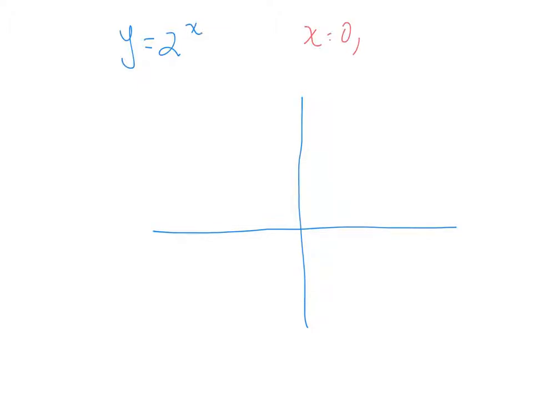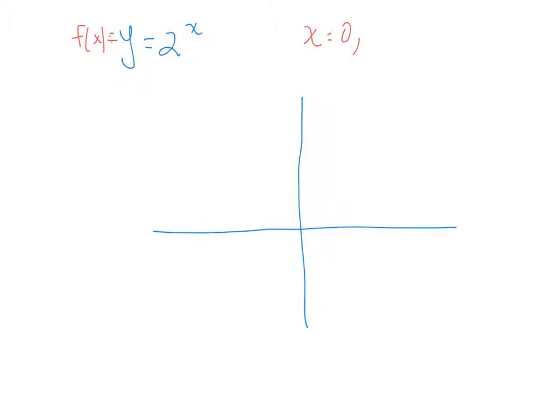Something like y equals 2 to the x is an exponential function. And every exponential function has a general look of either growth or decay in a curved fashion. So for y equals 2 to the x, we can pick out a couple of important points. We can put in x equals 0, and of course we can call y f of x as well, so f of x is y equals 2 to the x.